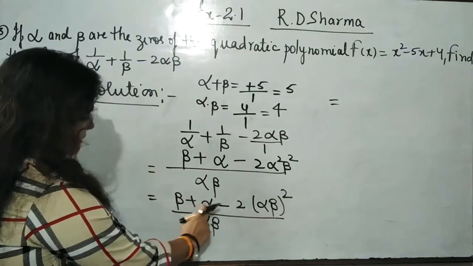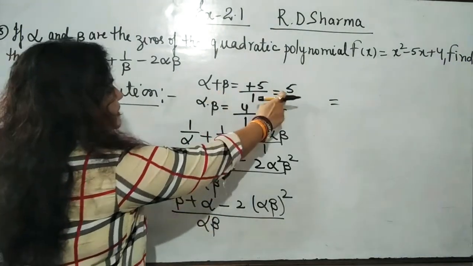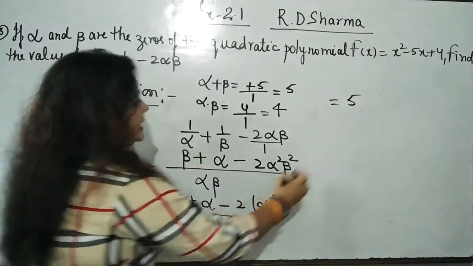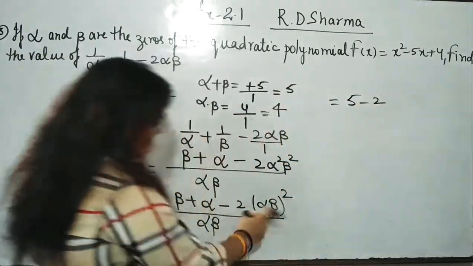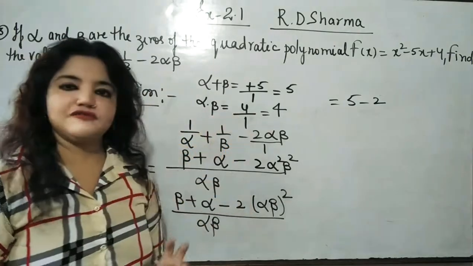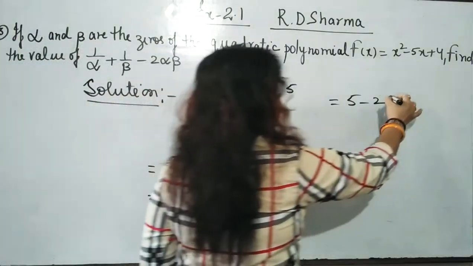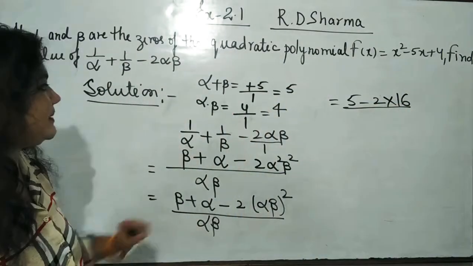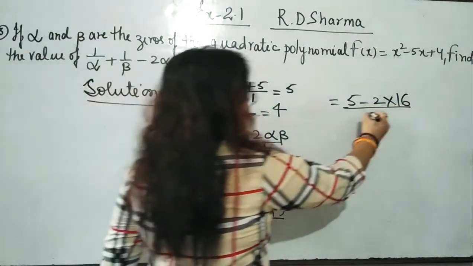Now we will put in the values. The value of alpha plus beta is 5, so here we write 5. Minus 2, and then alpha beta whole square. The value of alpha beta is 4, so 4 squared is 16. Upon alpha beta, which is 4.